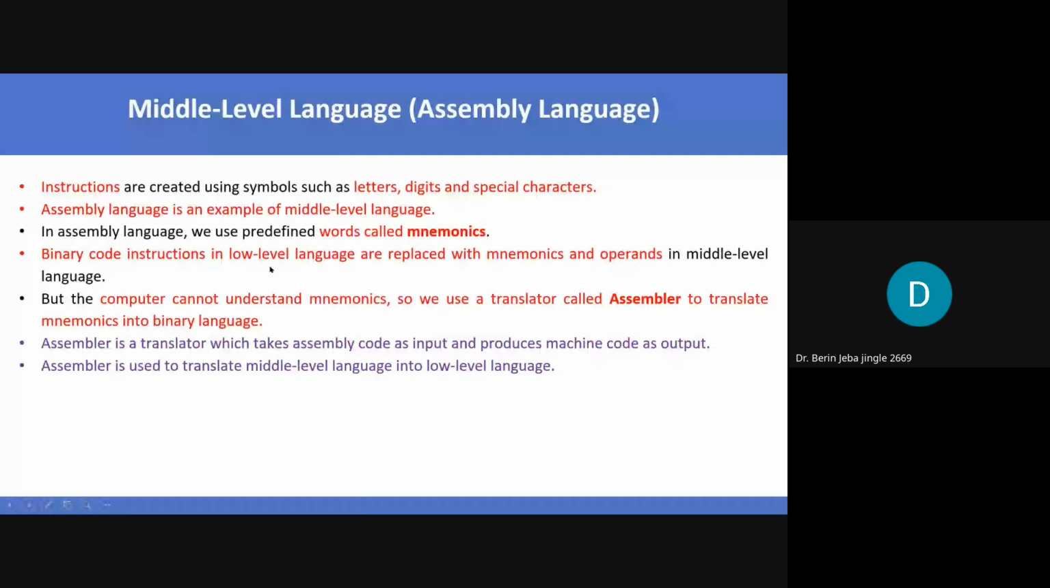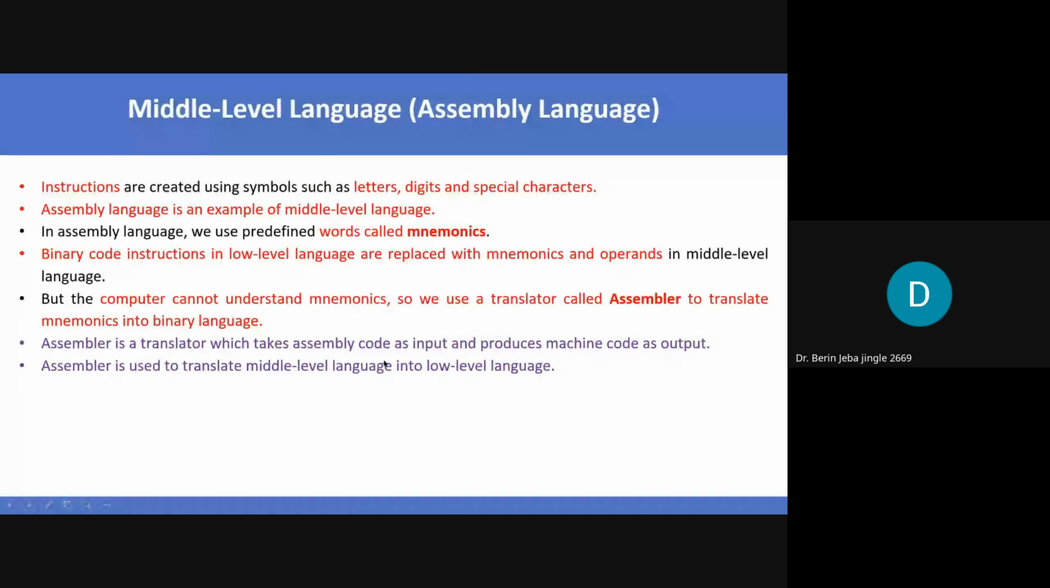So binary level languages are replaced with mnemonics and operands. Mnemonics means add, mul, div, sub. Operands means the A, B, C, D, the input values and the input and output variables. These mnemonics are translated to binary language.